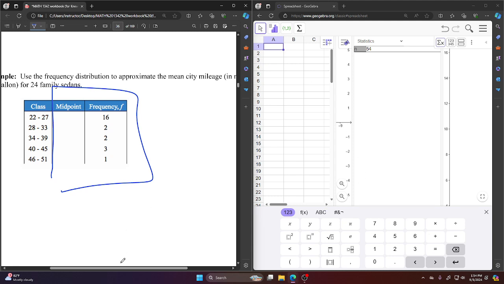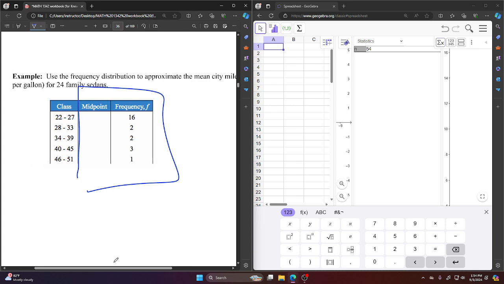And we've done this before. It's not too hard. 22, 23, 24, 25, 26, 27. So there's 6 numbers in there, like 3 and 3. If I count 3 over and cut it in half, 22, 23, 24, 24.5, exactly. 24.5. So 28, 29, 30, 30.5.